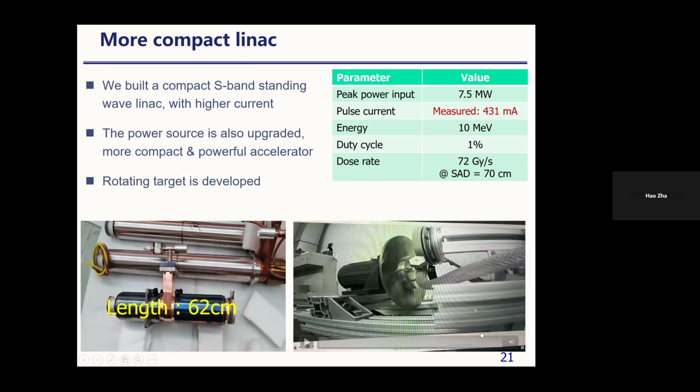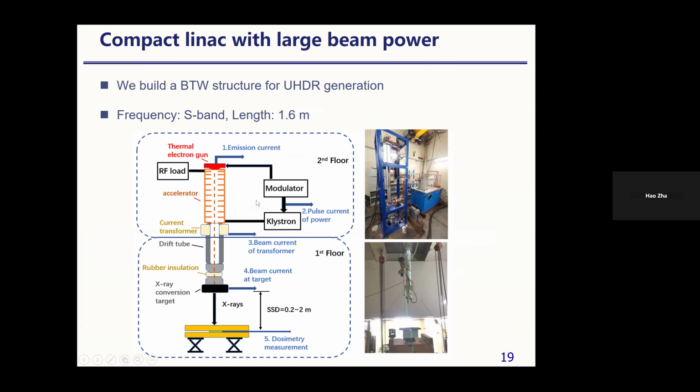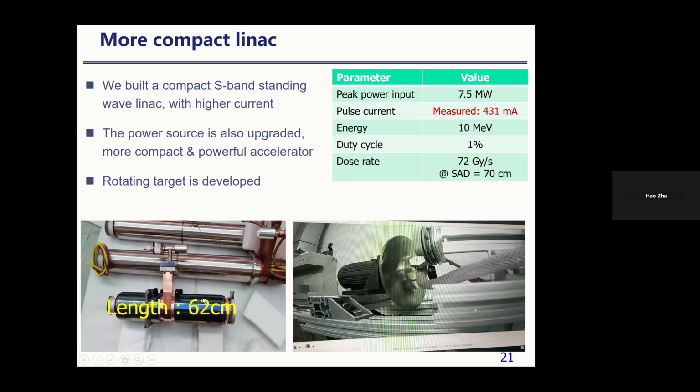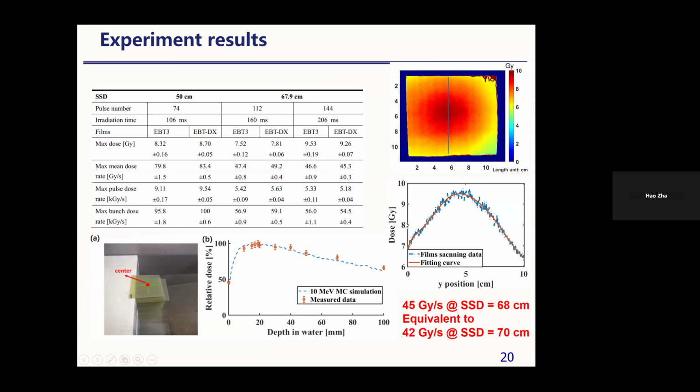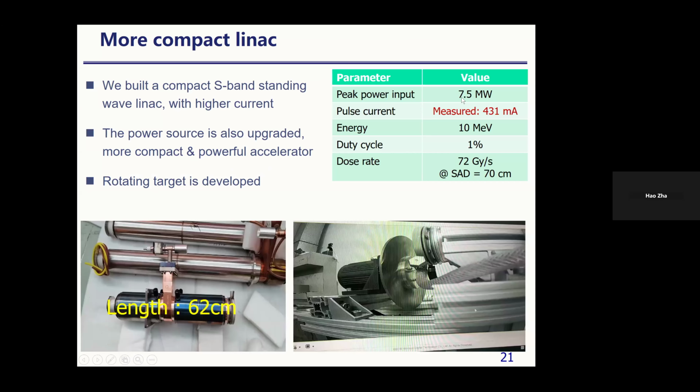Built on this, we have the confidence to move forward, so we developed a more compact accelerator. The previous accelerator was about 1.6 meters, but in the new version we compress it to only 16.2 centimeters. It's much more compact. This is mainly because of improvements in the power source. The power source here is only 5 megawatts, and nowadays it can be upgraded to 7.5 megawatts. It gives us a much more compact and powerful accelerator.